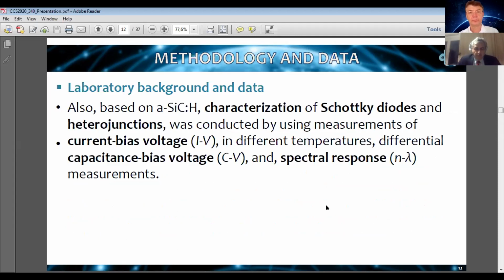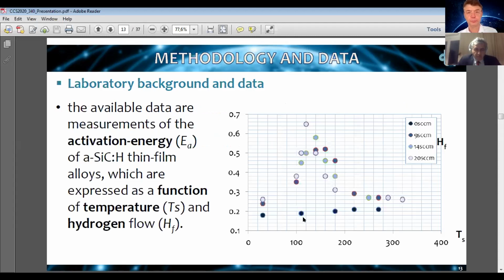The characterization of the thin film alloys was based on heterojunctions, and was conducted by using measurements of current versus bias voltage, IV, at different temperatures, differential capacitance versus bias voltage, and spectral response measurement. As you can see in this slide, the available data on which we applied our analysis are grouped and organized in temperature range and hydrogen flows.